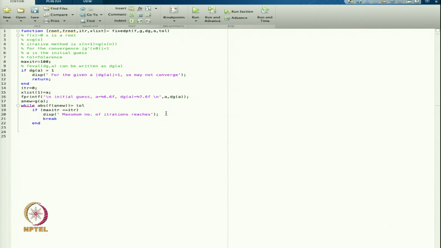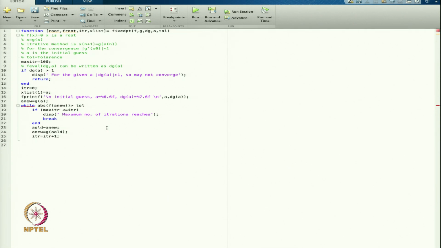Otherwise, what should be done? It should set my A old equal to A new. So, my A new should now go to the A old, then my A new should be g of A old. So, I am putting my method value A old into g, and I am getting the new value. Now, I will write my ITR is equal to ITR plus 1, because it is incremented by 1.